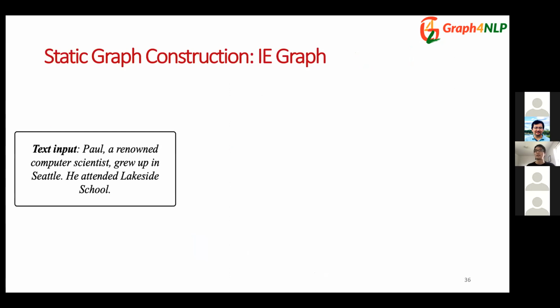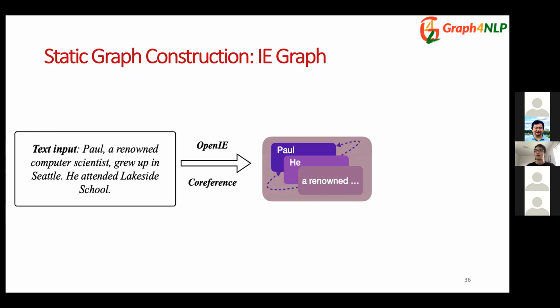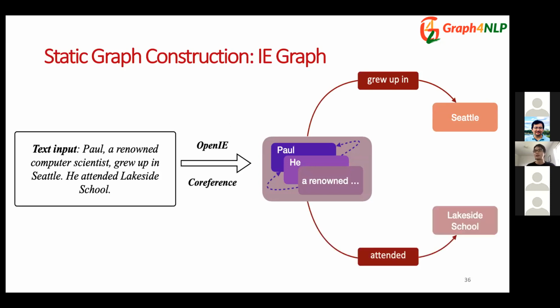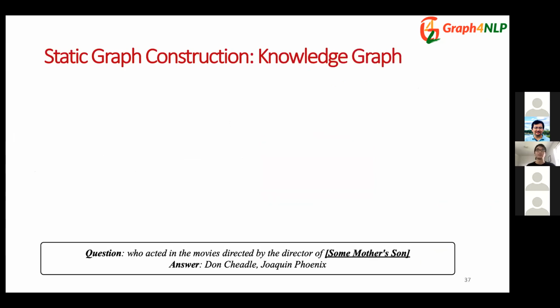The IE graph aims to extract structural information from text to represent high-level information about entities and their relations. Given the input text, one can apply IE tools to convert it to a graph, which contains entities such as Seattle as nodes and relations such as attended as edges. And coreference resolution is usually conducted to group entities referring to the same concept into a single node. For example, here Paul, he, and renowned computer scientist all refer to the same person, so we can group them into a single node.